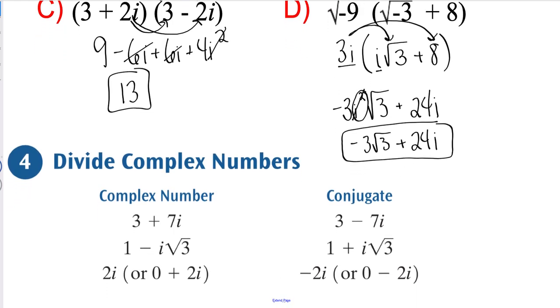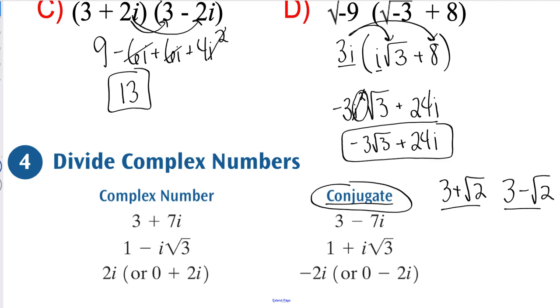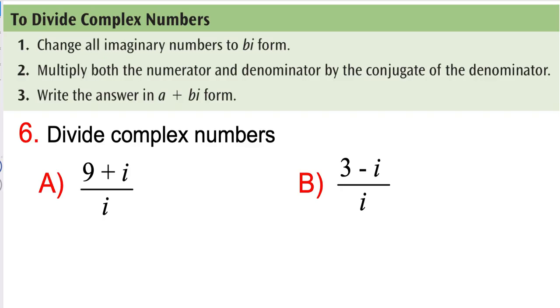Okay, so going on to the next concept here, when we're dividing complex numbers, you have to remember this word here, complex conjugates. So conjugate is the word you should remember. So if we have something like this, then the conjugate is 3 minus root 2. Same numbers, opposite sign in the middle. Okay? Same thing with complex numbers. 3 and a 7, 3 and a 7, opposite signs in the middle. All right? So we're going to use complex conjugates to simplify when you have division of complex numbers.